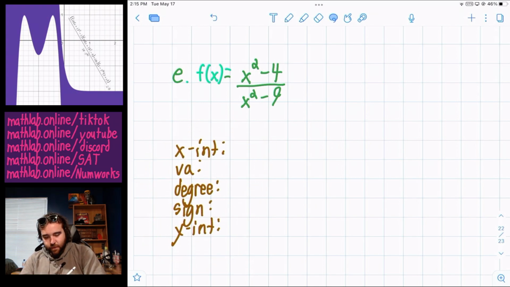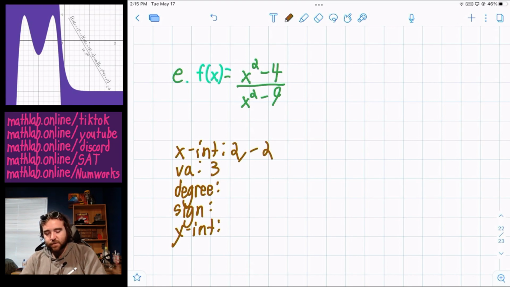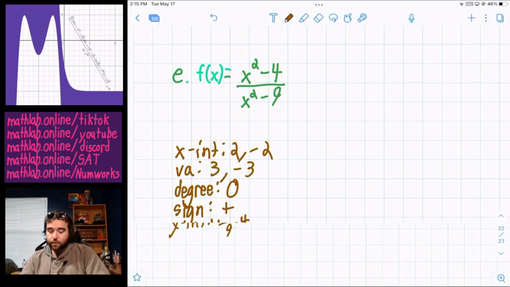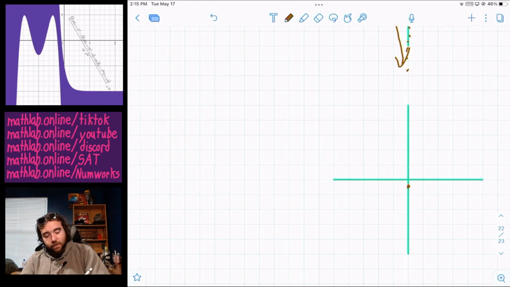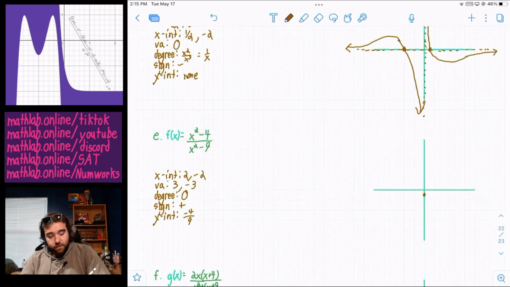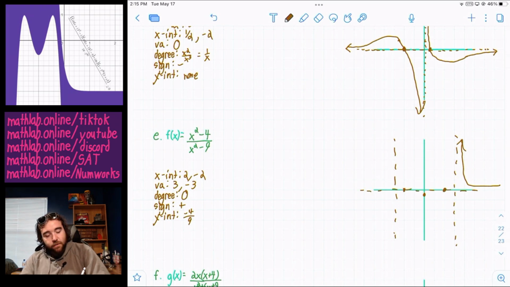But that's okay. So x-intercept, 2, negative 2, vertical asymptote, 3, negative 3, degree, 0, sign, positive, y-intercept, negative 4/9. So y-intercept, negative 4/9, right about there. X-intercept, 2, negative 2, vertical asymptotes, 3, negative 3. So this is the same deal. It's got a degree of 0, so it's going to approach 0. It actually has a horizontal asymptote here. And then we got to be on the other side.